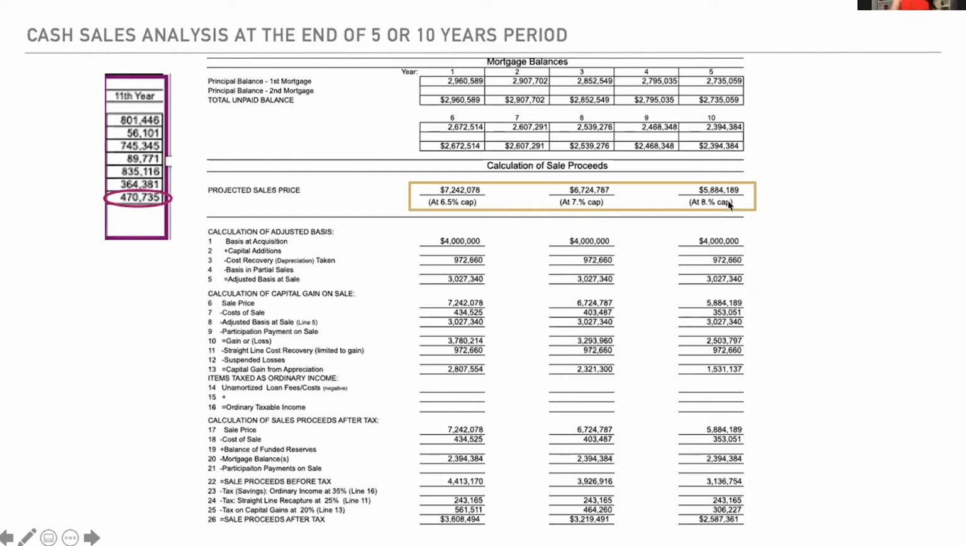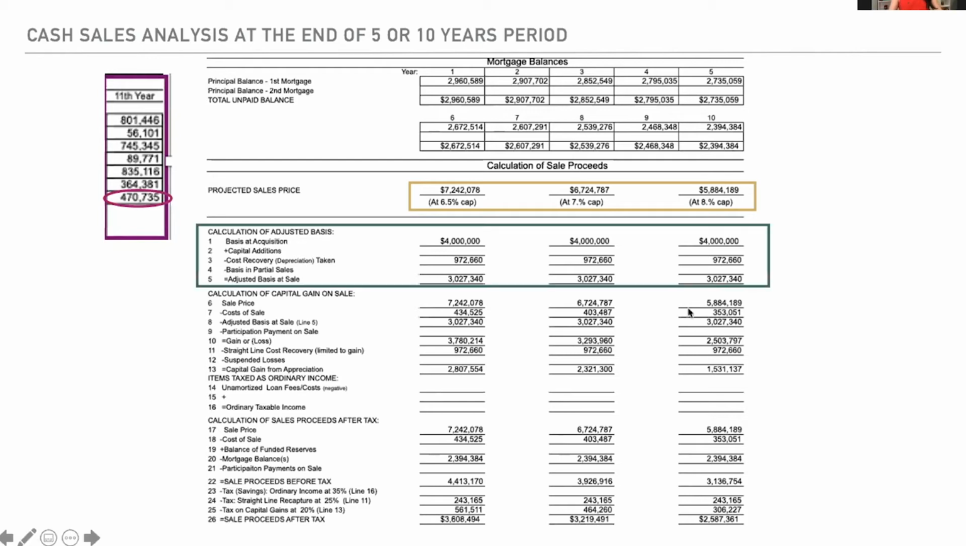Again, clients love this because you are not telling them, oh, your property is going to sell at 7.2. You're actually giving them 3 different scenarios. So they really can't argue with you because you are being conservative: you are giving them the best scenario or a moderate scenario. Okay.